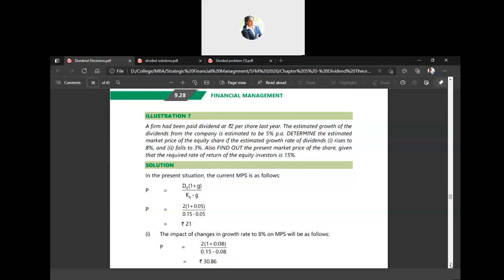So first let us take into consideration the current market price according to the formula. Here P is equal to D naught (1 plus G) divided by KE minus G. We are to find out the P. The D naught has been given, that is, a dividend of rupees 2 has been paid last year. One is constant. They have given the growth rate, which the company is estimated at 5% per annum. So 5 divided by 100 is 0.05. The cost of capital is also given, as in the question where they have mentioned the required rate of return of equity investors is 15%. So 15 by 100 is 0.15. When we simplify it according to the formula, the current market price of the share is rupees 21.